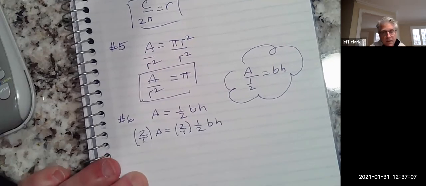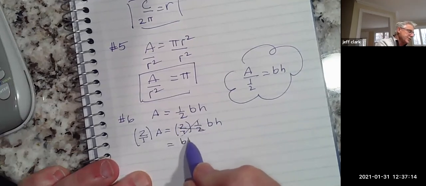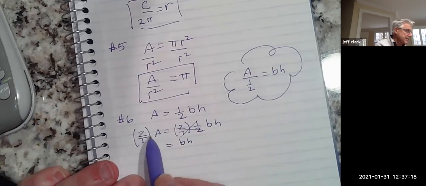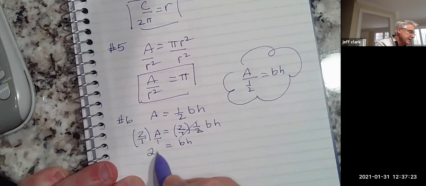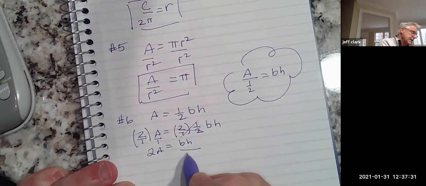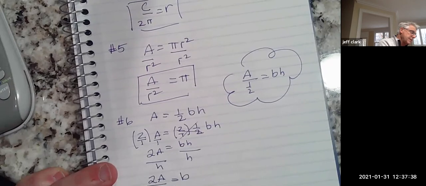Like that. Multiply by the reciprocal of 1/2, and then this goes away. So you're left with BH, and over here, 2 times A. Remember, you multiply straight across. 2 times, there's a 1 right here. 2 times A over 1 times 1. Okay, 2A. And then we are wanting to isolate the B, so get rid of the H. So in this one, you got 2A over H is equal to B.